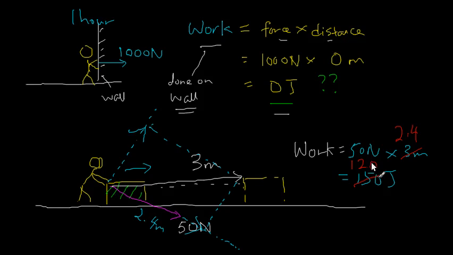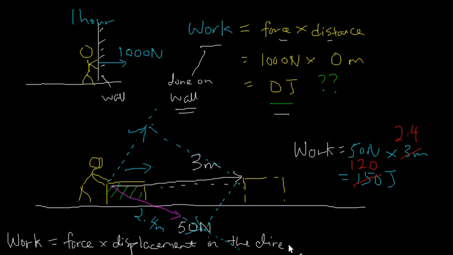So this gives us another way of describing the work done, and a way which you see more often in textbooks, which is that the work done is equal to the force times the displacement in the direction of the force.